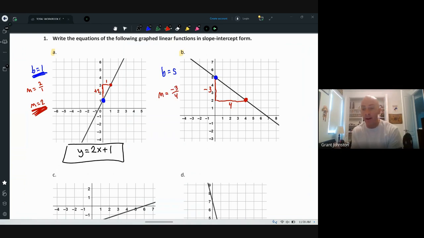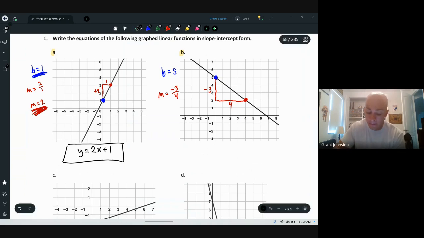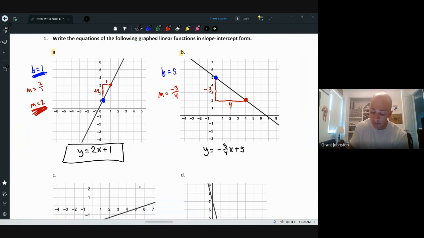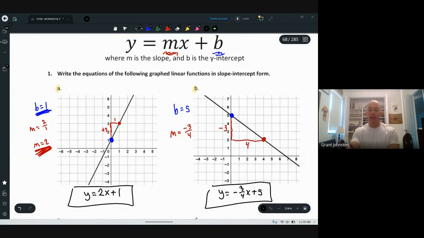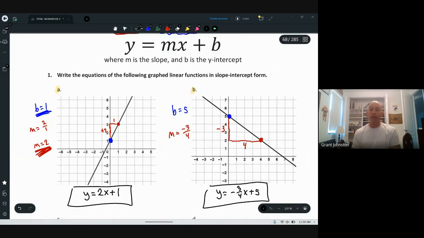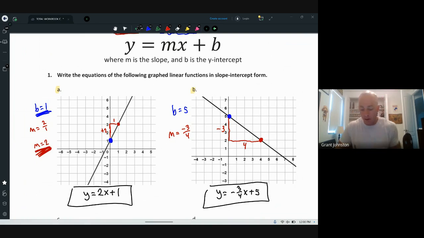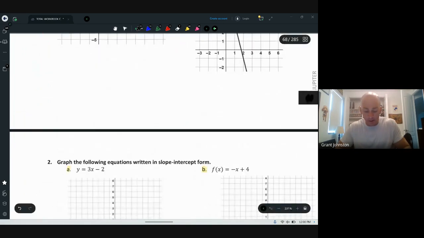Now that does not divide nicely. You're going to get negative 0.75. So I'm just going to leave it as negative 3/4. So I'm going to say y equals negative 3/4 x plus 5. Remember, y equals mx plus b. So I'm using that template up there. I'll let you try C and D.